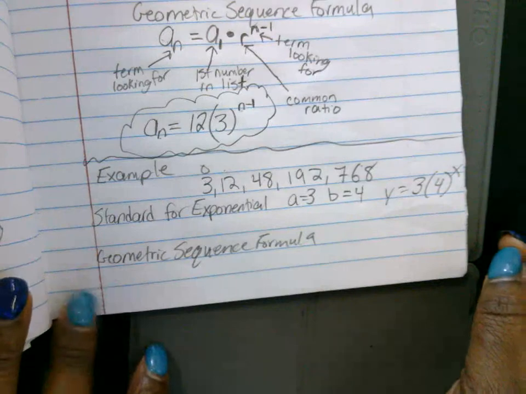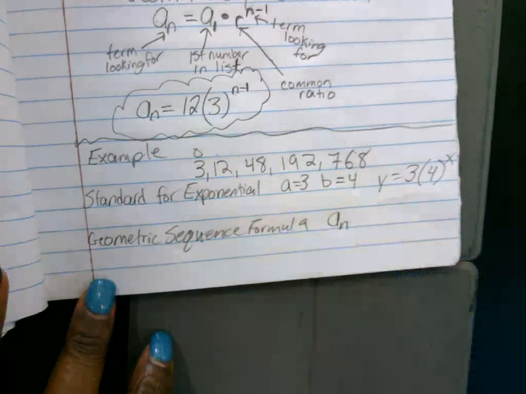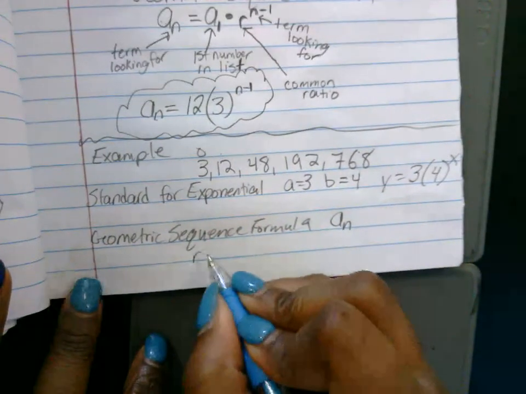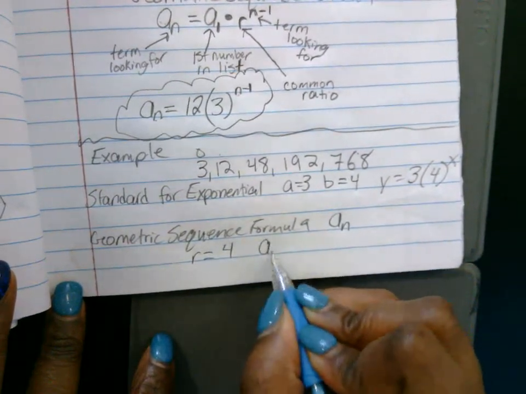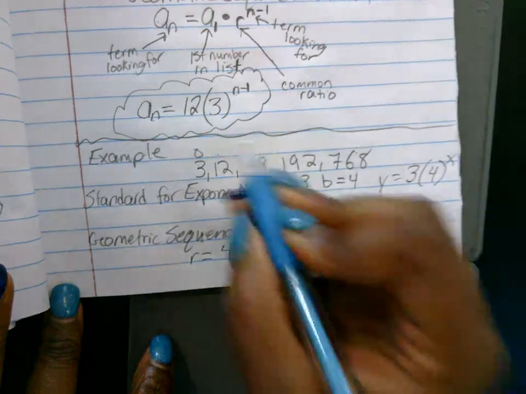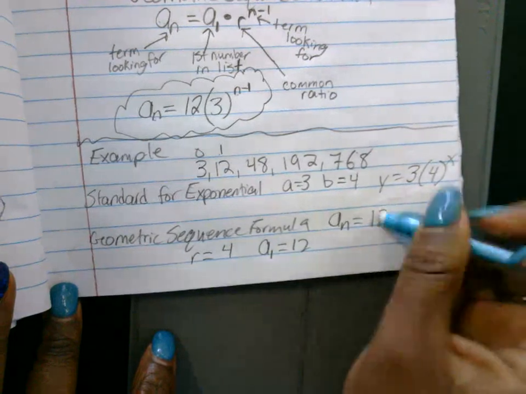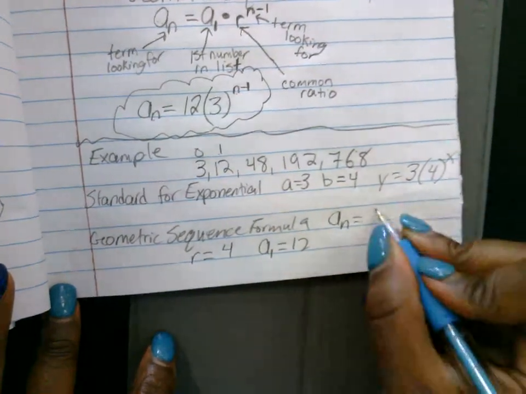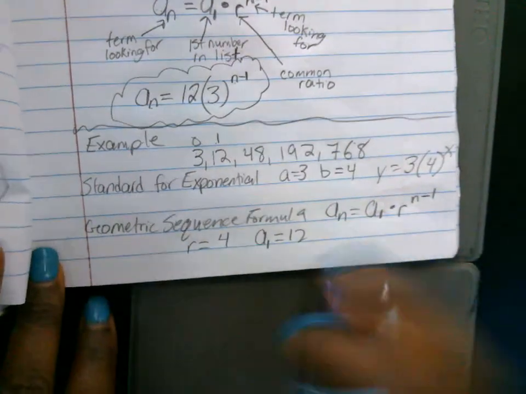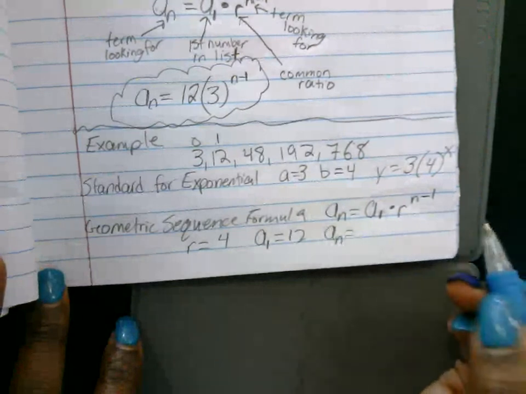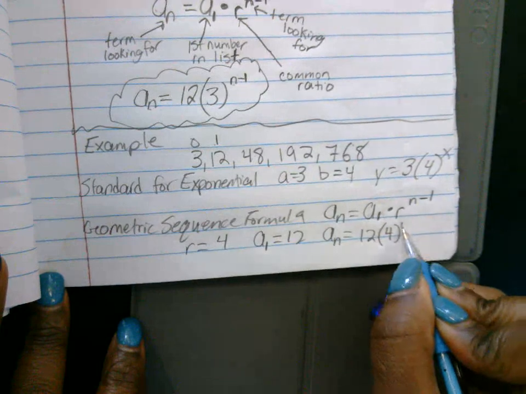All right. Geometric sequence. So we got a sub n. We already know that. What's the common ratio? What's my r? 4. My r is 4. What's my a sub 1? It's 12. That's the first number in the list. So we have 12. Maybe I should write the formula. It's a sub 1 times r to the n minus 1. So that's a sub n is equal to 12 times 4 to the n minus 1.